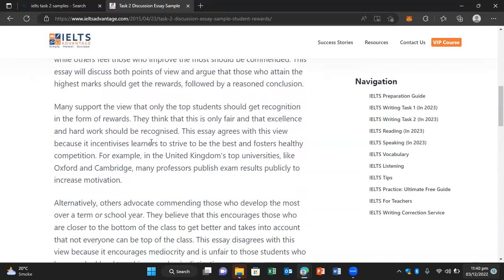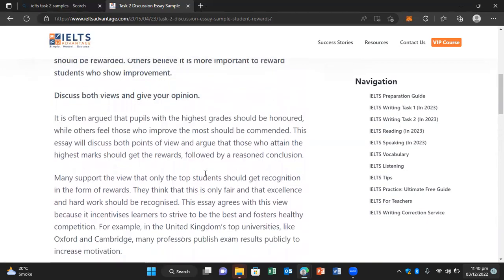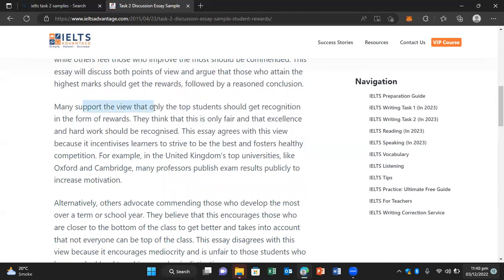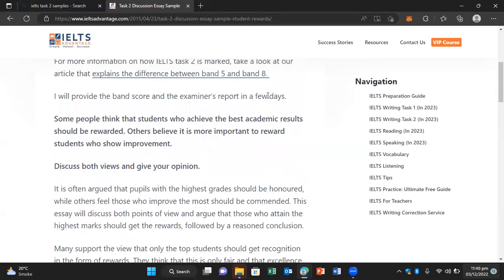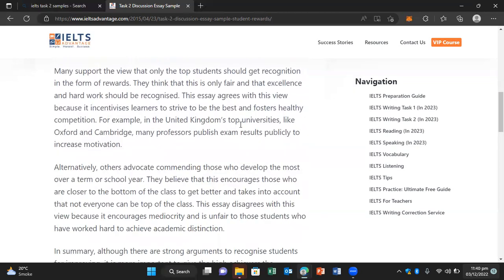First paragraph was intro. Second paragraph is about what? About academic results. Let's read it. Many support the view that only the top students should get recognition in form of rewards. They think that this is only fair and excellence and hard work should be recognized. This essay agrees with this view because it incentivizes learners to strive to be the best and fosters healthy competition. Now, with all that, they're discussing the first point, which the person asked, that some people think that students who achieve the best academic results should be rewarded, right? So he's discussing that. And then he's also giving the example.